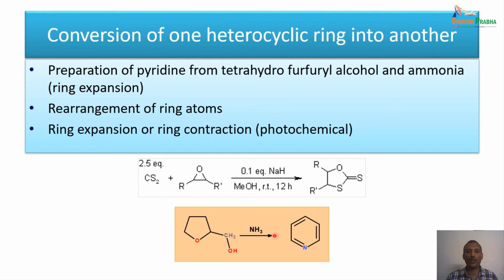This is shown here, like tetrahydrofurfuryl alcohol when treated with ammonia gives pyridine. This is a 5-membered heterocycle, which gives a 6-membered heterocycle. So this is a ring expansion reaction, and in the case of photochemical reactions we can have both ring expansion and ring contraction. In this case a 3-membered ring is converted to a 5-membered ring, and the rearrangement of ring atoms is also possible. So these are some of the examples.